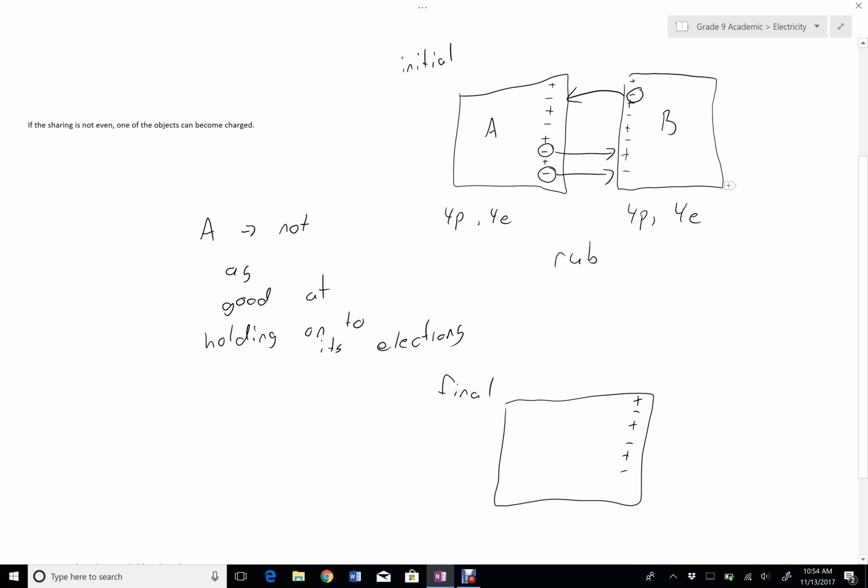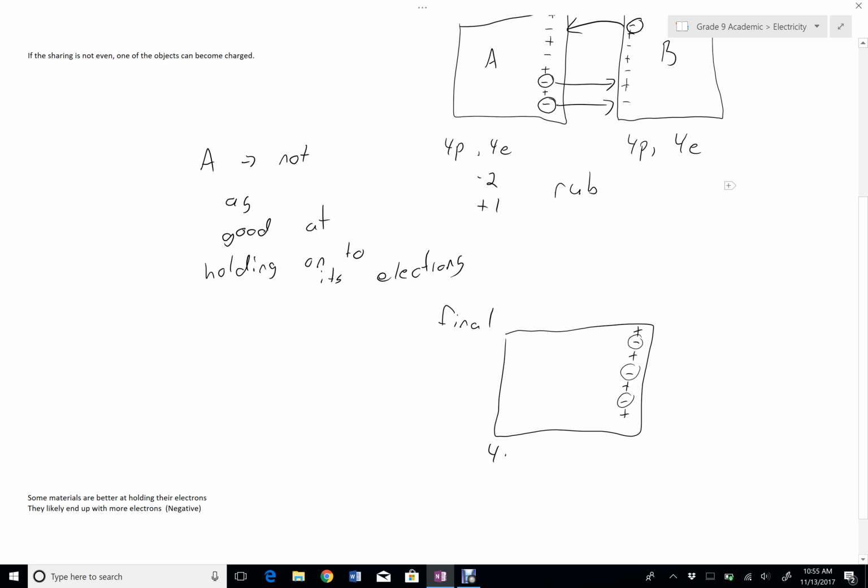object A would be down 2 electrons and have gained 1 back. So it started at 4, it lost 2, but got 1 back. So 4 minus 2 is 2, plus 1 means that it has 3 electrons in the final situation. The protons, of course, do not change, and now we only have 3 electrons, so that leaves us with a charge of plus 1. It wasn't as good at holding on to its electrons, so it lost some. It has a deficit of electrons, meaning it's positive.